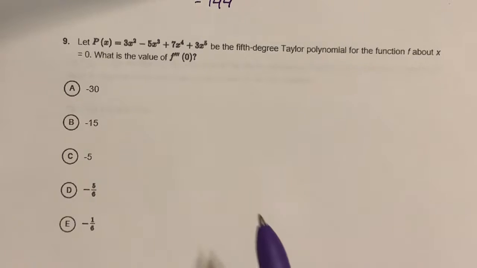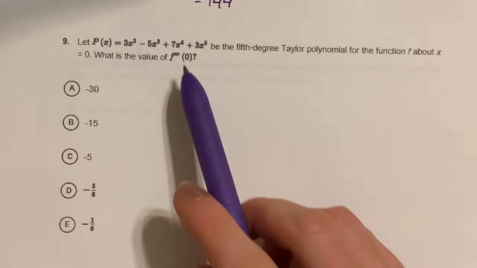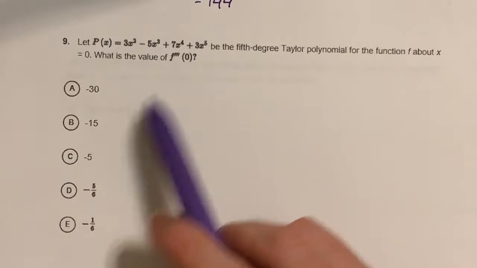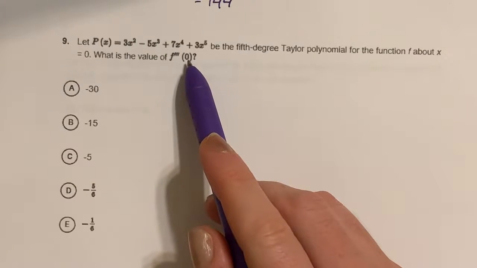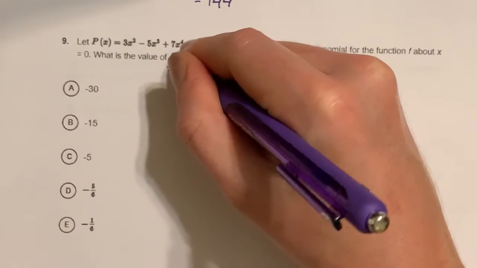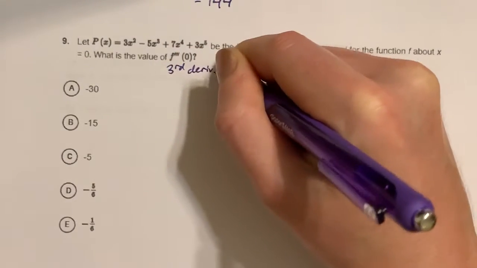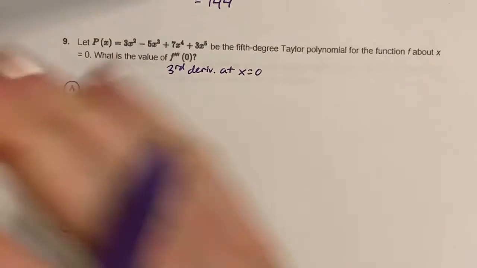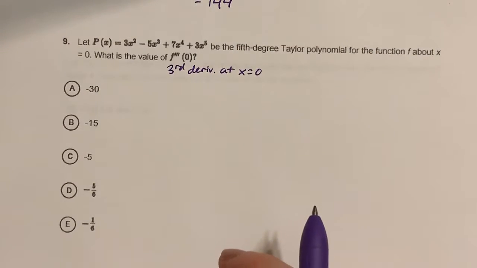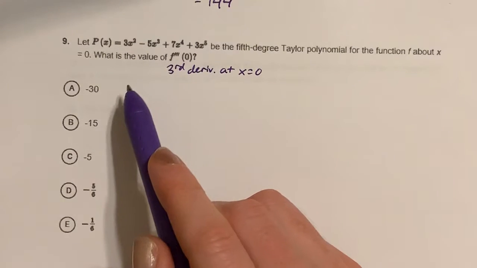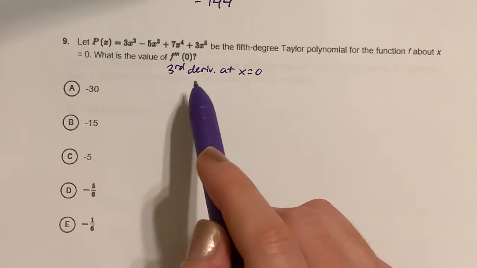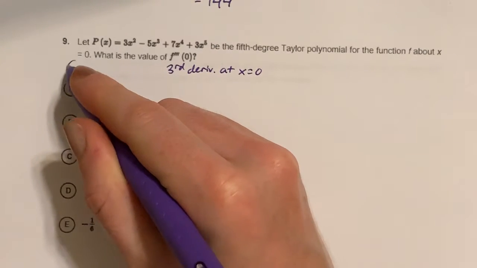Here's another example of finding a derivative when we're already given a polynomial, working backwards a little bit. This is f'''(0). We want the third derivative at x equals 0 for some function f that we don't have. But what they give us is what the Taylor polynomial would have been, or the Maclaurin in this case because it's centered at 0.